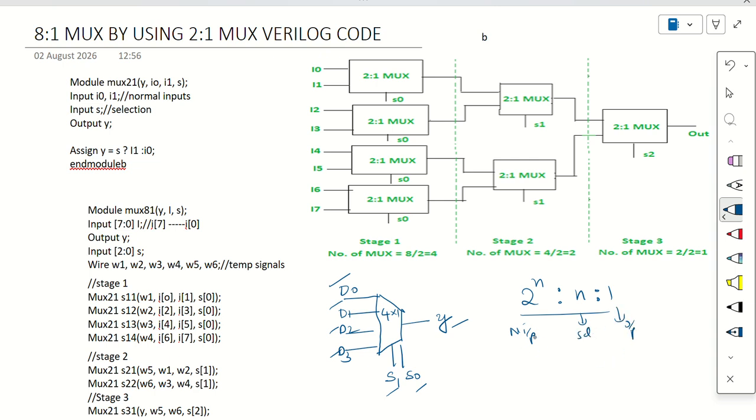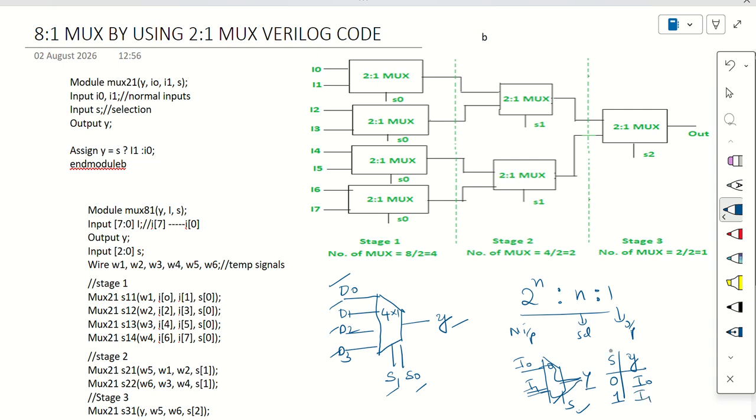In the same way, you can also implement a 2:1 multiplexer like this. It has two inputs, I0 and I1, one selection line S, and one output Y. The output Y is decided by the selection line. We have two inputs, but which input is transferred to Y is decided by S only. If S is 0, that means I0 is transferred to Y. If S equals 1, then I1 is transferred to Y. So it all depends on the selection.